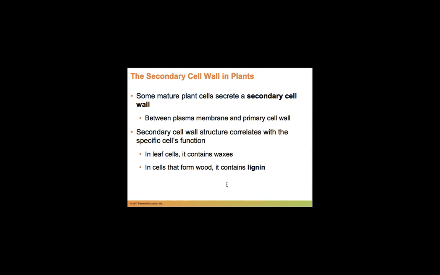We can also have a secondary plant cell wall. The secondary cell wall is going to take place between the plasma membrane and the primary cell wall. Our secondary cell wall is an important structure because its structure is related to that particular cell's function. So if we're a secondary cell wall in a leaf cell, we're going to contain waxes. If we're talking about a secondary cell wall in wood, we're going to be talking about containing the protein lignin.